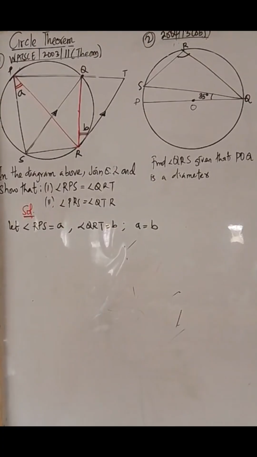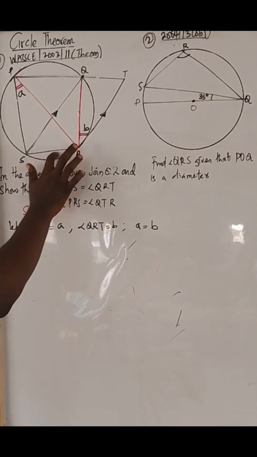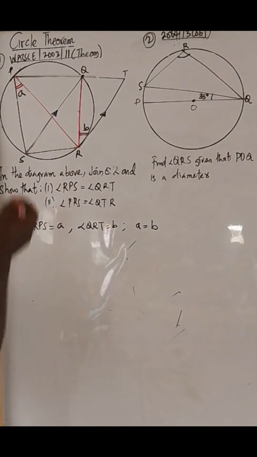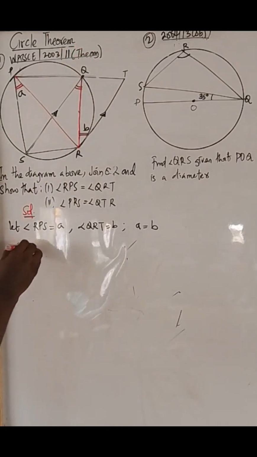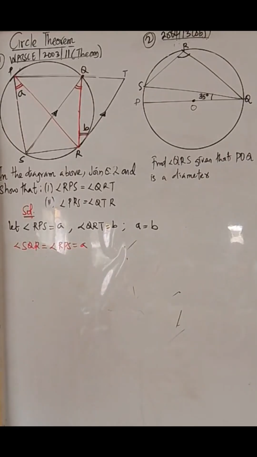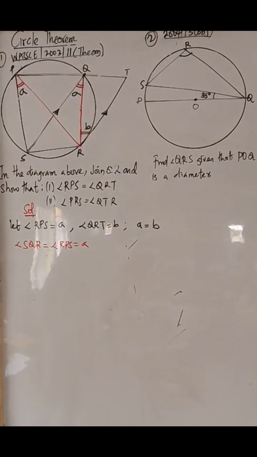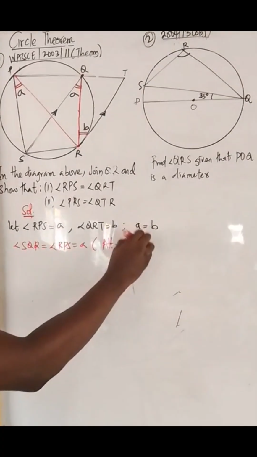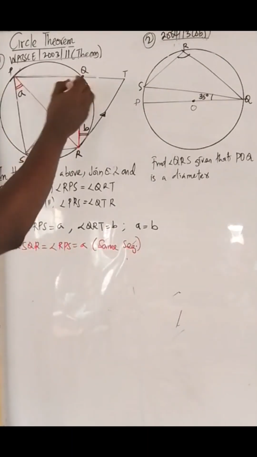Now, if you observe, this SR is a chord, so this is a segment. This segment produces angle A. This segment also produces the same angle here. So definitely, angle SQR must also be equal to angle RPS, which is A. So this angle here also must be A. The question is why? Because they are angles in the same segment. Angles in the same segment are equal.